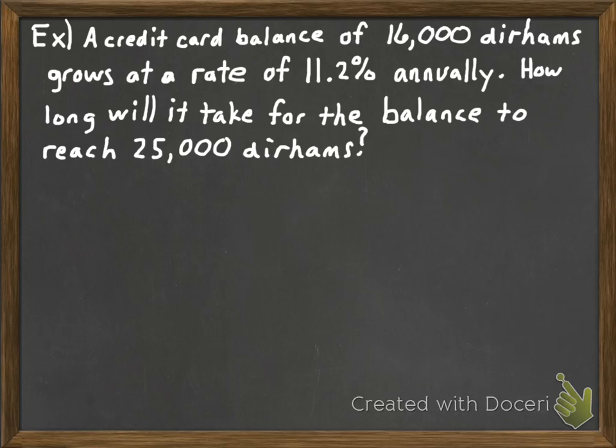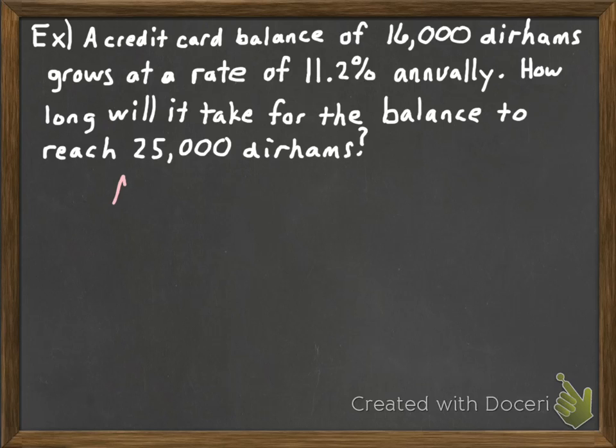Well, because we have an amount that is growing by a fixed rate over a fixed time interval, annually means every year it grows by 11.2%. That means we have exponential growth. And so we ought to be able to write an exponential growth equation to model the problem. And once we have that, then we can figure out how long it takes before the account balance reaches 25,000. So let's go ahead and work on that equation.